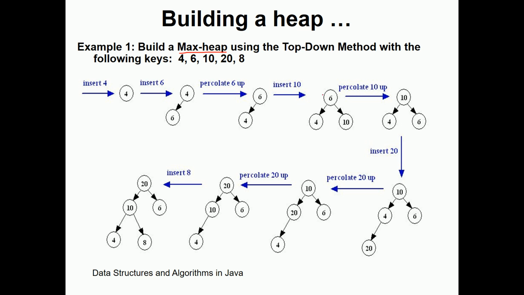Then we insert 10, for example, and this 10 is always going to be on the leftmost, and if it is bigger than the parent, we just swap. Then we insert 20, so 20 is going to be in the leftmost part, and we swap the 20 with the 4 and the 20 with the 10, and that's how this works. And if you insert 8, it does not need to be swapped. This is how it works. You keep inserting, and after each insert you percolate to make sure that your heap is still sorted.